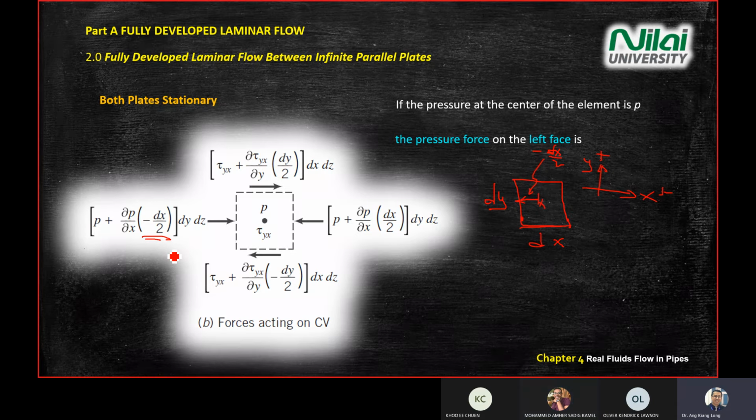Oliver, clear? Yeah, clear. So when you look at the right hand side here, you get a positive dx. You should understand why there's a positive there, because it's moving to the right hand side. You get a positive, and it's half of the dx.